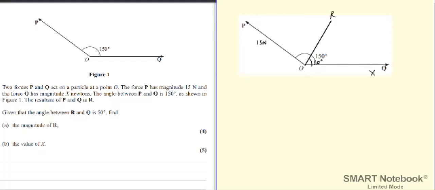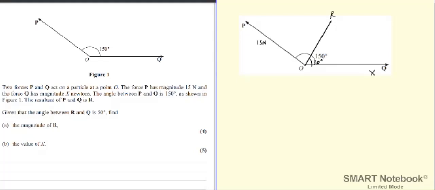Okay, are we happy with that? Any questions there? Now, what do we need to figure out? Given that the angle between R and Q is 50, find the magnitude of R. Okay, how are we going to do that?